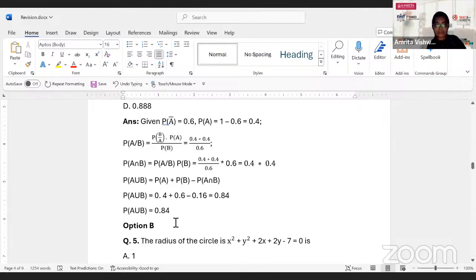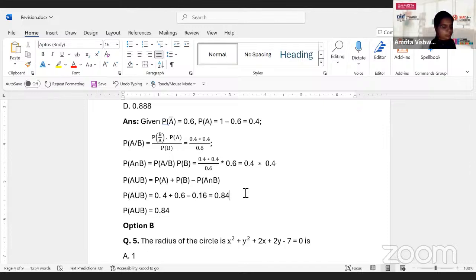I would request all the children to look at the screen. This will be like P of B by A into P of A by P of B. This formula we have studied. So I've substituted something like 0.4 into 0.4 by 0.6. Now P of A intersection B is P of A by B into P of B. That we also know. I have this thing multiplied by 0.6. So it's going to be 0.16. I have the general formula here, P of A plus P of B minus P of A intersection B.